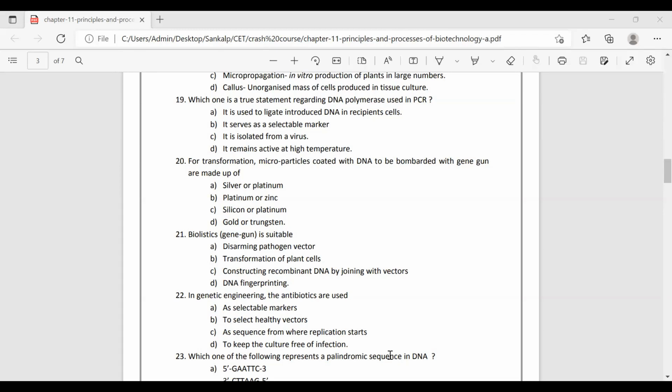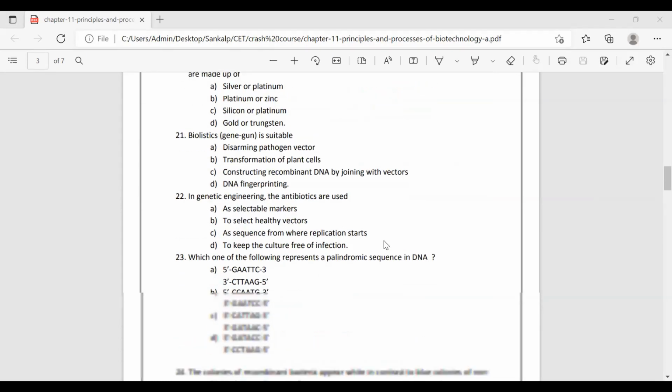Option B, ma'am. Ananya said option B, that is transformation of plant cell. Janvi, what is your option? B, ma'am. Bhairesh? Option B, ma'am. So the right answer is option B, that is transformation of plant cell. 22nd question. In genetic engineering, the antibiotics are used for what? As selectable markers to select healthy vectors, as a sequence from where replication starts, to keep the culture free of infection. So what is the right answer?